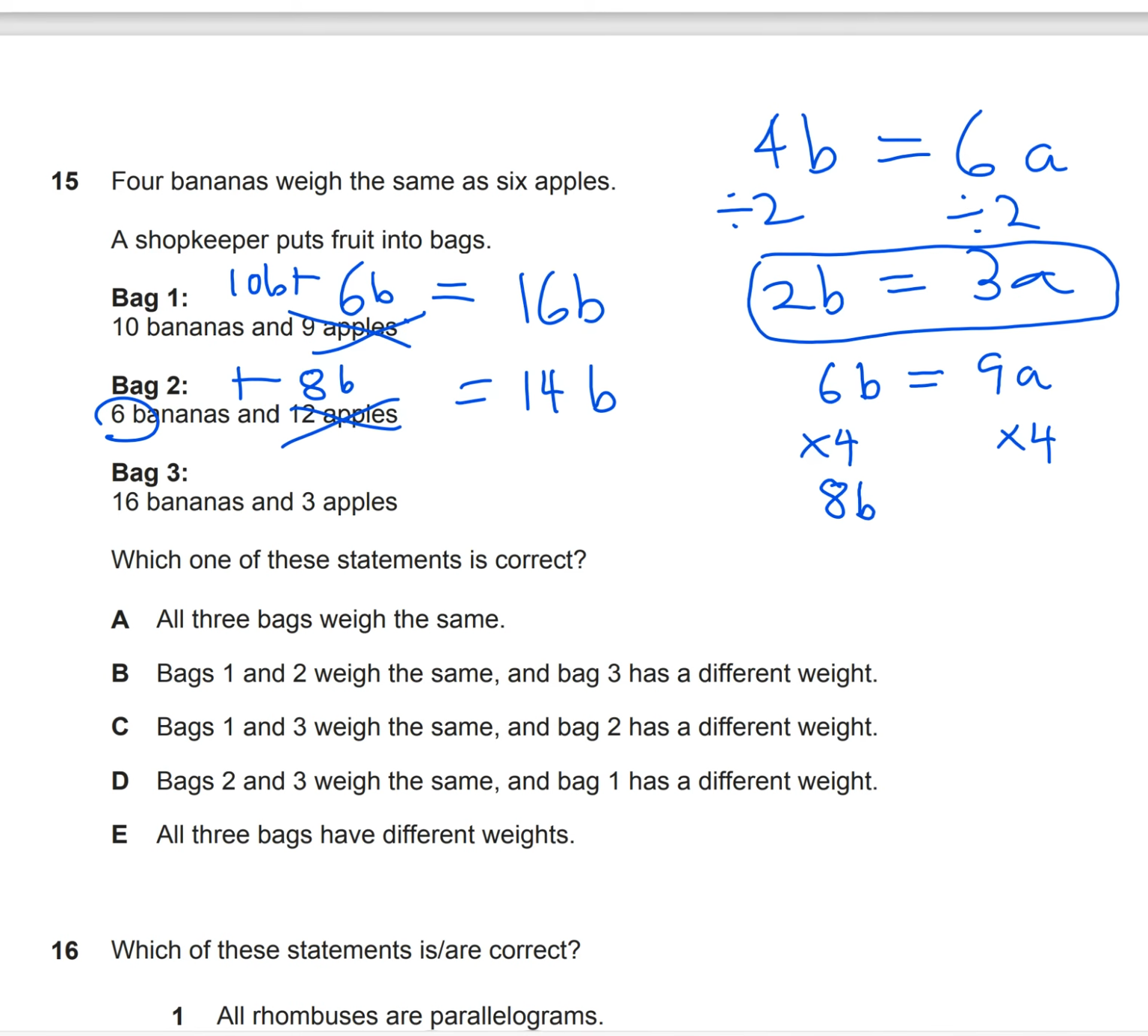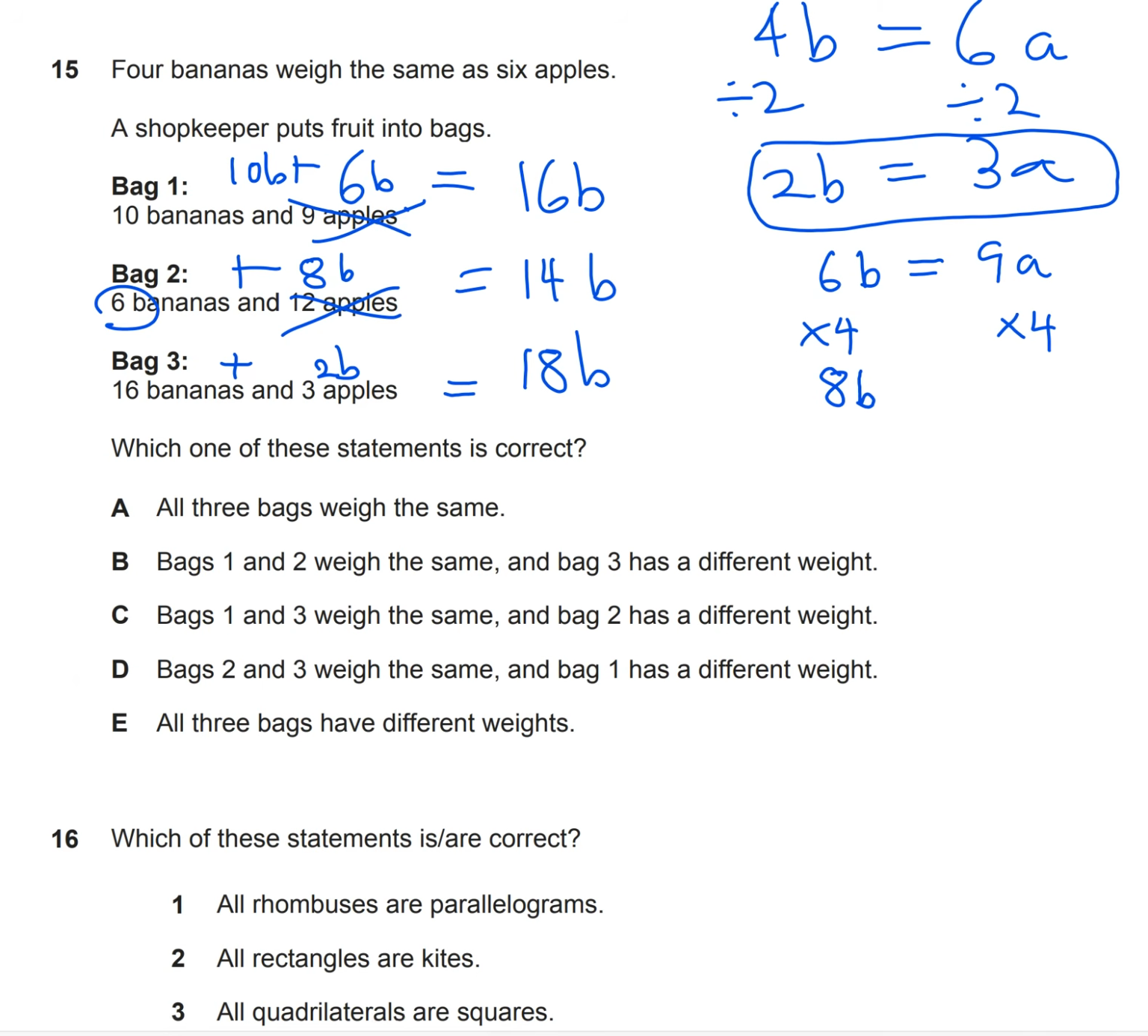So 3 apples was 2 bananas, remember? So we go 16 plus 2 is 18 bananas. So now, which one do we know? Well, 16, 14, and 18 are the weights. So all the 3 bags have different weights.